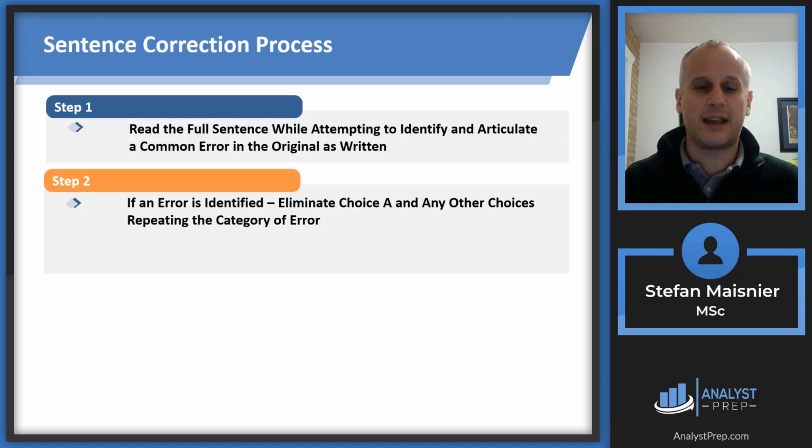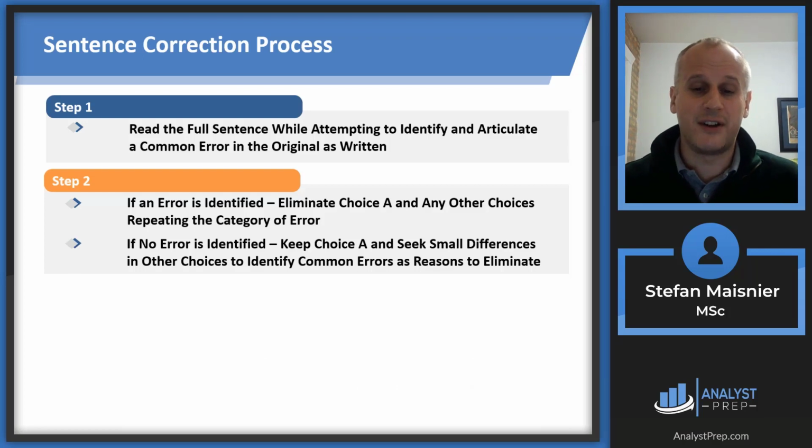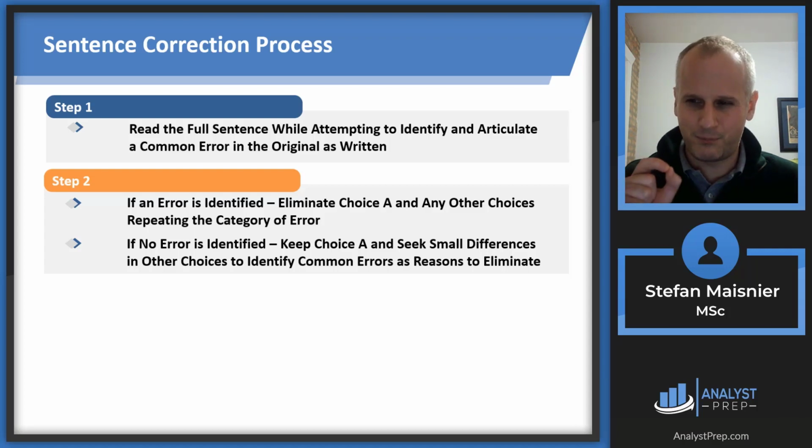and any other choices that repeat the category of error. So if you recall back to the prior slide, we saw that choice D had the exact same error. You can eliminate that potentially out of order and save yourself some time in considering all of the facets of choice D. Now, if no error is identified, you have to keep choice A. And you're going to want to seek small differences in the other choices to identify some errors as reasons to eliminate. And you don't want to just read the choice in full and listen for errors. You want to really granularly identify issues to evaluate based on the specifics of the sentence.